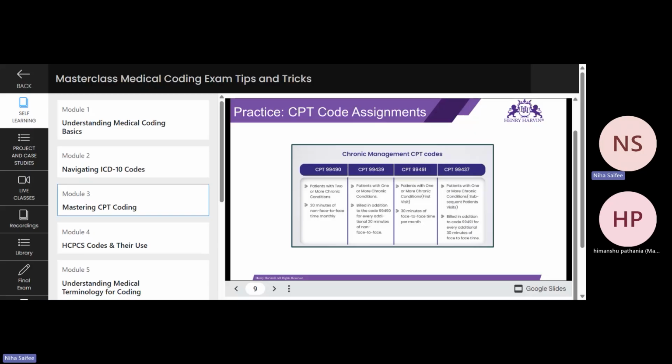So like that, you need to understand that apart from just the treatment and services, even this is considered in CPT. Whether it is the first time, how many minutes, is it face to face or virtual? Everything is considered.